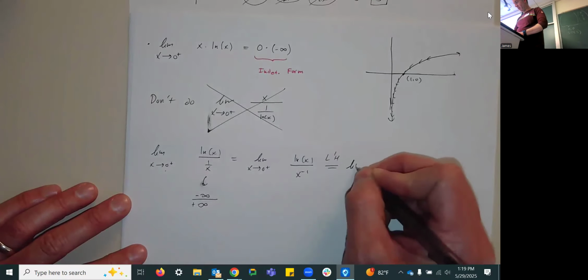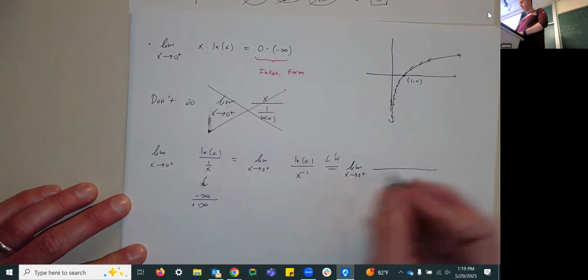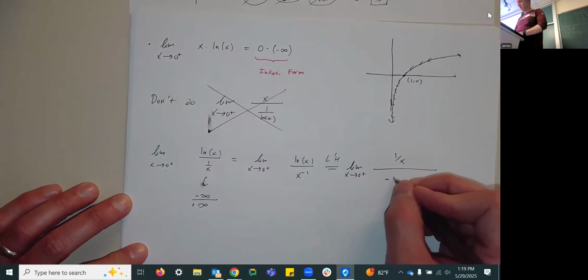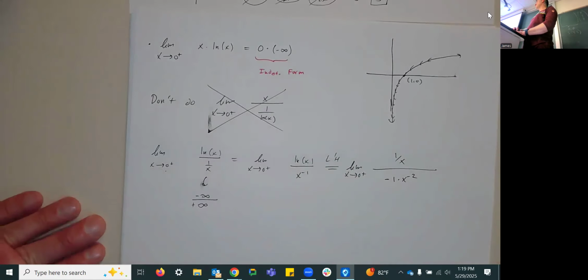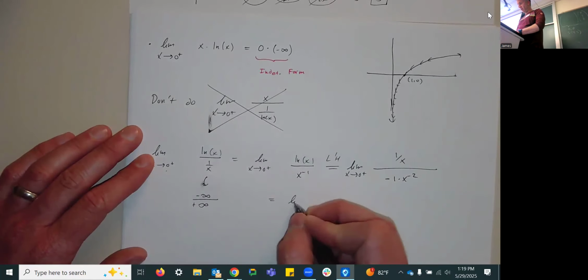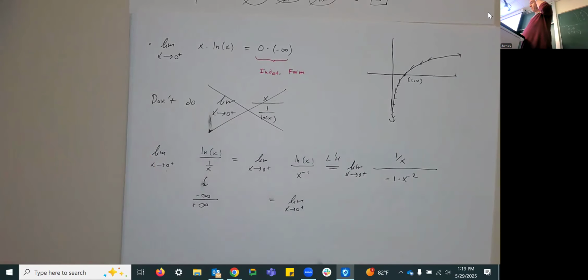I still have a limit as x approaches 0 from the right. The derivative of the top is 1 over x. The derivative of the bottom is negative 1 times x to the negative second. And here's where things can go the wrong way. If you rewrite this, and I would rewrite this in the way I prefer to write it, and here's what I should really say. I think it's better to write x to the negative 1 if you're going to take the derivative.